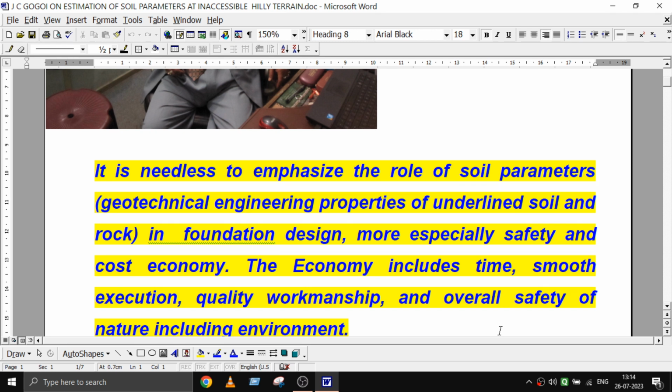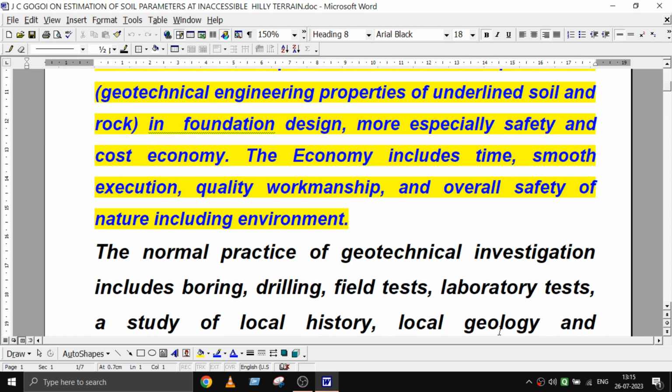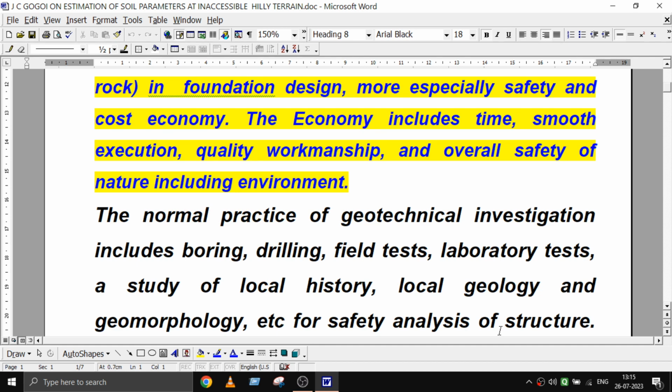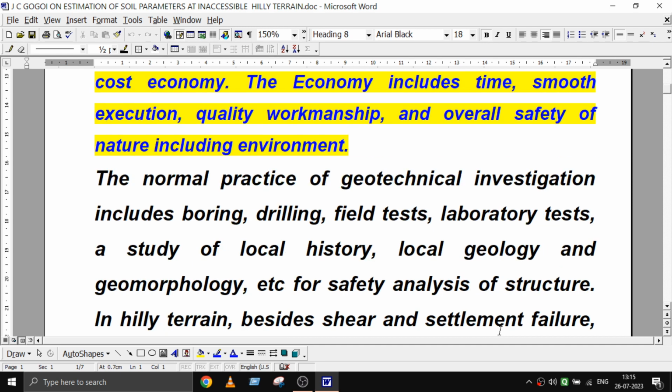That means I am going to say that the slope stability should not be disturbed at all, and we have to go for estimation of soil parameters for foundation design. In normal practice, in case of plains, geotechnical investigation includes boring or drilling, field test, laboratory test, study of local history, local geology, local geomorphology, and the existing geography.